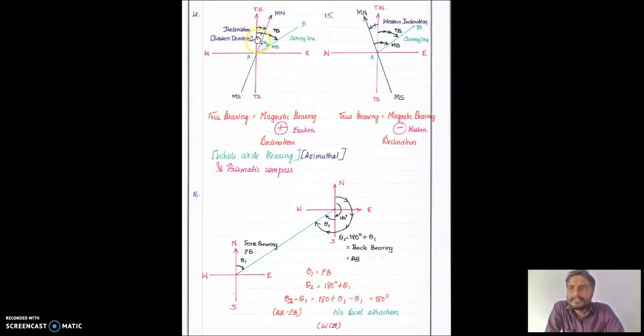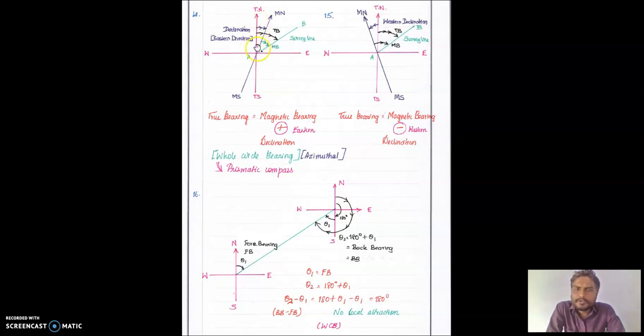Now you can see the difference here. So this is true north and true south, and this is magnetic south and magnetic north. Actually it has to coincide with the true north. Instead of that, it has some variation. This variation is called as declination. So this is magnetic north and magnetic south. Next, this is our survey line. Now I am getting some value in my compass. That angle is called as magnetic bearing. Already we discussed, the angle between magnetic meridian and survey line is known as magnetic bearing.